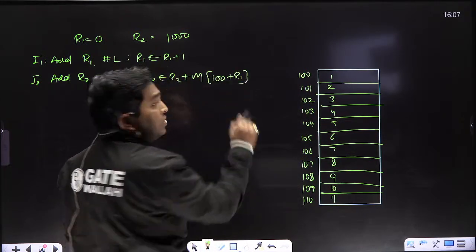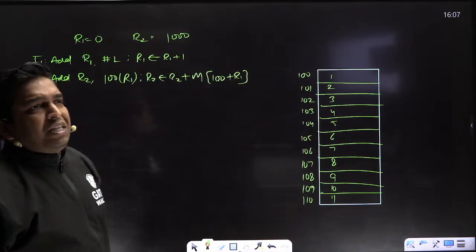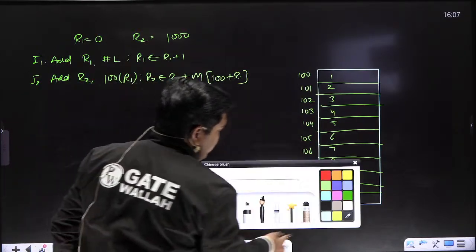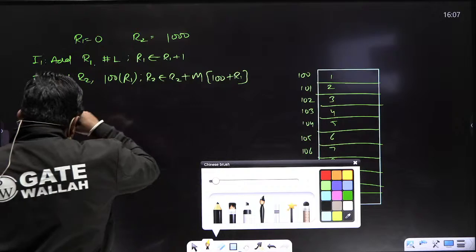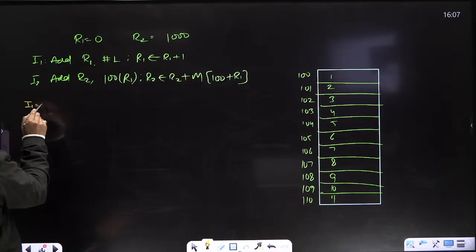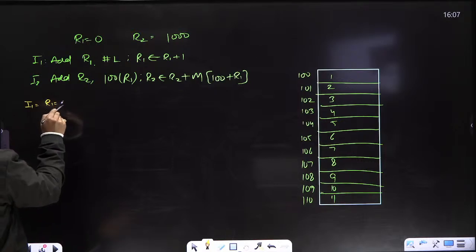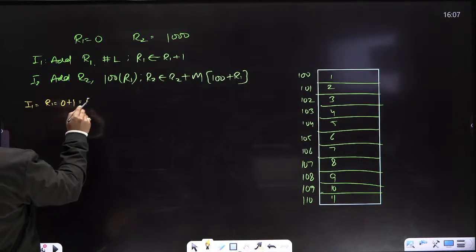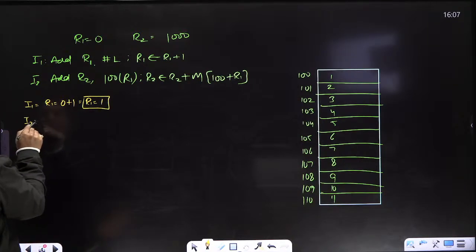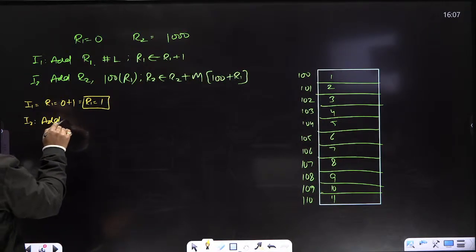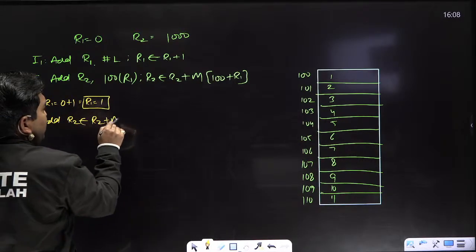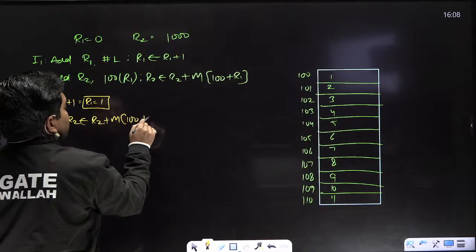Now, please look at the board. Very good, my dear. First, I will execute I1. What happened? R1 becomes 0 plus 1, so R1 becomes 1. After that, I will do the add. In R2, what am I doing? R2 plus memory location 100 plus R1.